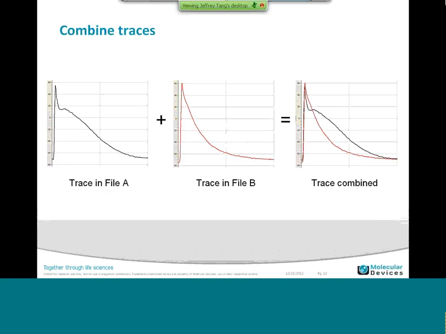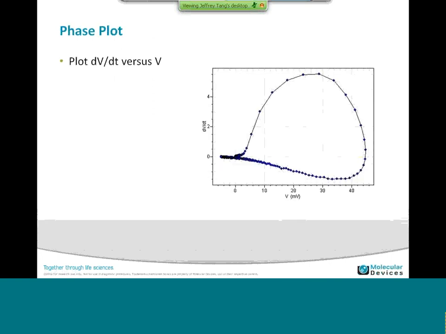I will also show you how to combine traces from different files. For example, this trace is from file A, and this trace is from file B. We can combine these two traces together to get this figure. And then I will also show you how to implement this plot by plotting dV over dt versus the voltage. I think that is very important for people studying the excitability of the neuron.